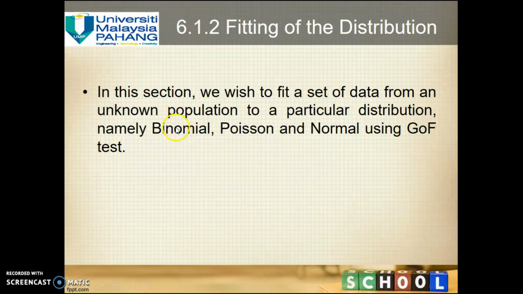For the binomial distribution, you will have two parameters, which are n and p. n is the number of trials and p is the probability of success. For Poisson, we have one parameter, which is lambda. Lambda represents the mean or average. And for normal, we have two parameters, which are mu, the mean, and sigma square, the variance. That is the basic thing that you have to know about the distributions.